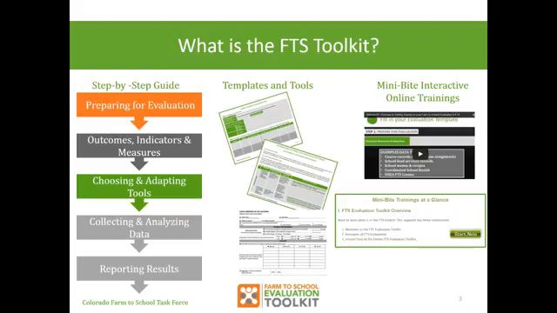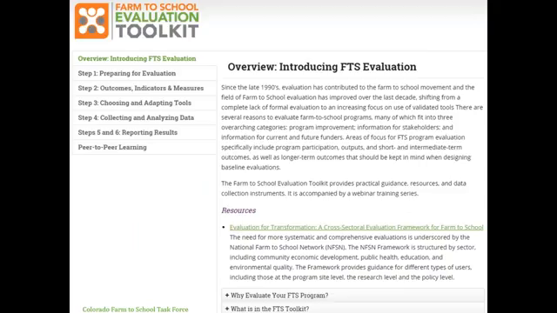And the mini-bite interactive online trainings support each of the steps using a short webinar format followed by an interactive check-in on key concepts. The Farm to School Toolkit is a complete set of guidance, tools, and resources needed to evaluate any type of farm to school activity. The toolkit is structured as a step-by-step guide for each part of the process, and the site is very easy to navigate. Each step of the process is shown on the left-hand menu.